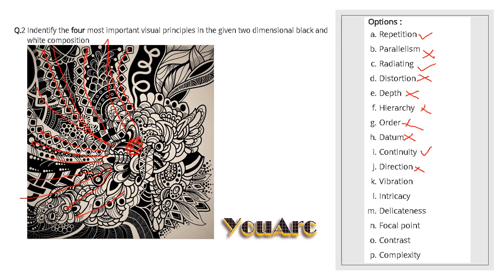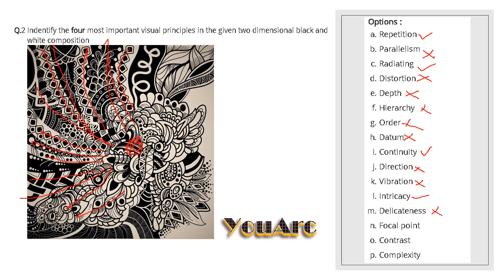Vibration, as we already saw in the previous video, what is vibration? The creating of vibrating effect with contrast colors or contrast figures like that. We don't feel any vibration here. Intricacy is something which has intensive detail like that. We have intricate details here, right? So intricacy is there. Delicateness is something which is very fragile, very soft kind of nature. I don't feel anything delicate here.